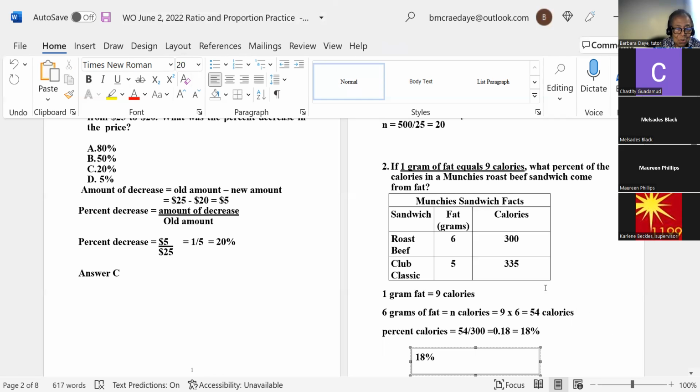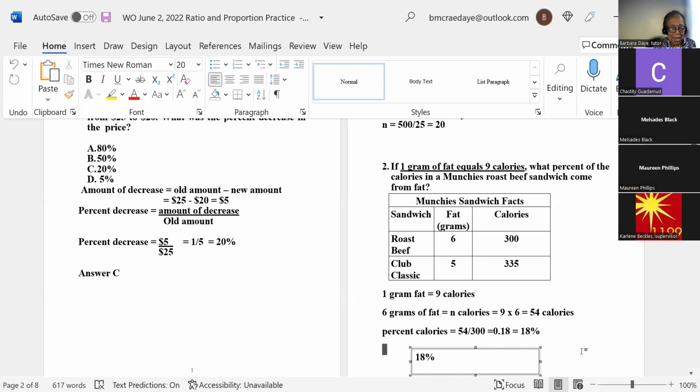So this one, you could have set it up as a ratio, but since the numbers are so simple, 6 fat grams, right? And 9 calories in one. So 6 would have 6 times 9 or 54. Now it said what percent of the calories in the Munch's roast beef sandwich come from fat. You just take that 54, and the table gives a total of 300 calories. 54 divided by 300 gives you 18%. Got it? Yes, thank you.